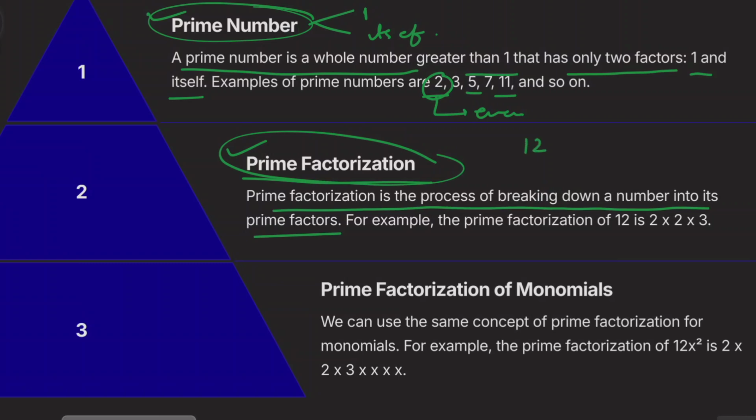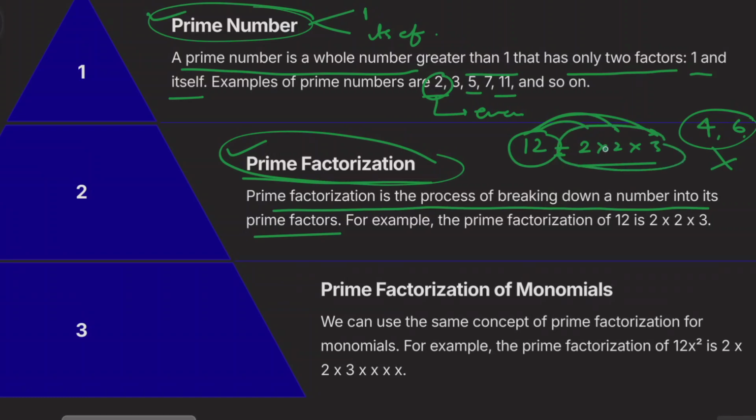Suppose that we have 12, as an example is given here. So 2 into 2 into 3. So the factors of 12 are 2, 2 and 3. Factors of 12 can also be 4 and 6, but as you can see here, 4 and 6 are not prime numbers, whereas 2 and 3 are prime numbers. So writing a number's factors as its prime numbers is known as prime factorization.